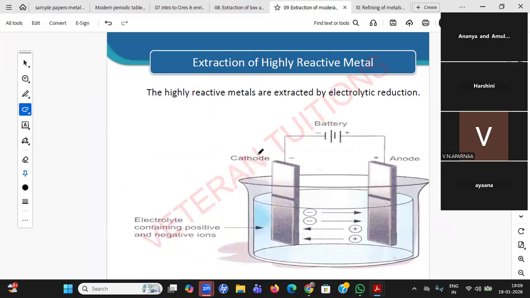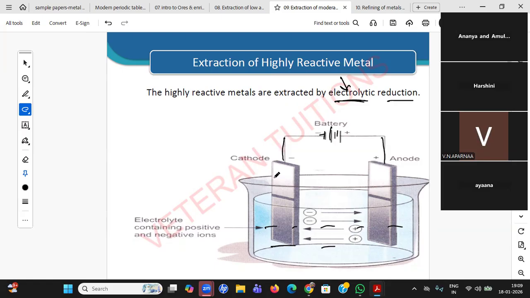With that, let us go to the high reactive metals. Students, for high reactive metals, as the name says, electrolytic reduction. So some electrolyte should be there. Electrolyte means some liquid should be there. As electro is there, some battery connection should be there. If battery connections are there in this chemistry, there should be cathode and anode.